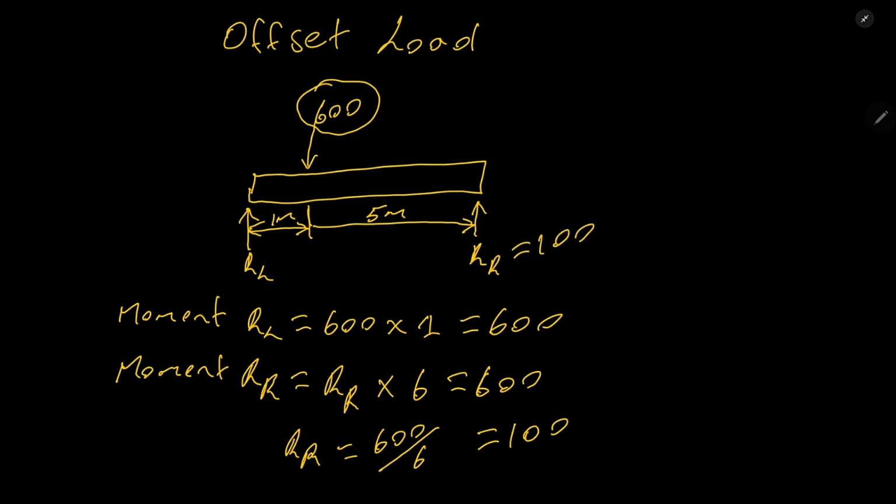And to determine what RL is going to be, we simply take that total value. So we have 600 minus the 100. Guess what is going to happen? How much is remaining? 500. So it means that RL is carrying 500 units of the total load. This is how we go about determining the reactions whenever we have an offset or uneven loaded beam.